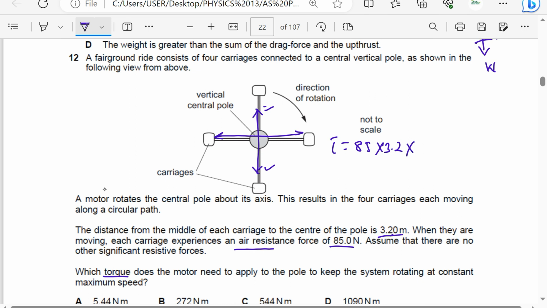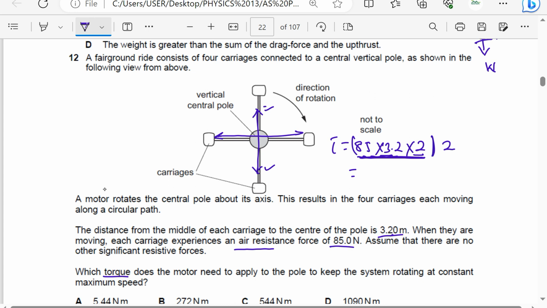Then times, this is going to be multiplied by 2, and I'll again multiply this by 2, because this is the torque on one carriage, but then there are two, and so that is the torque due to 2, which is going to be 85 times 3.2 times 2.